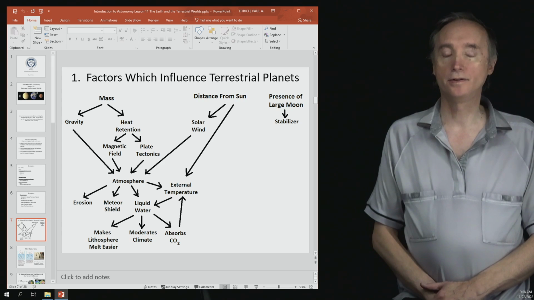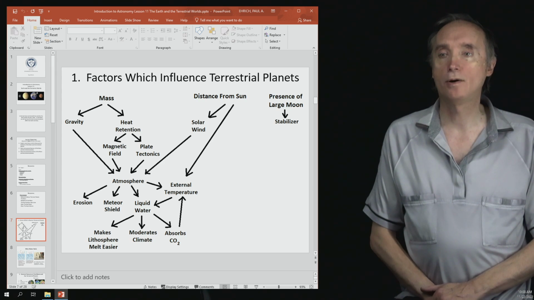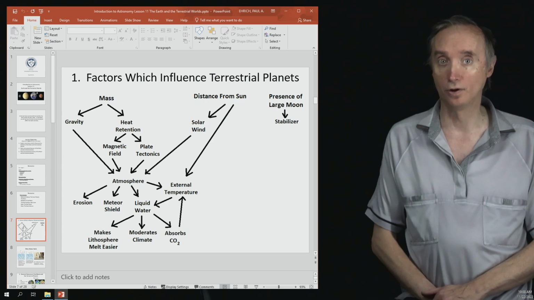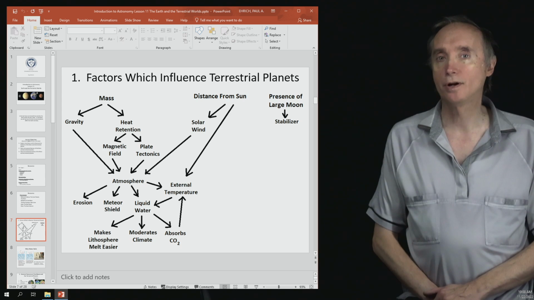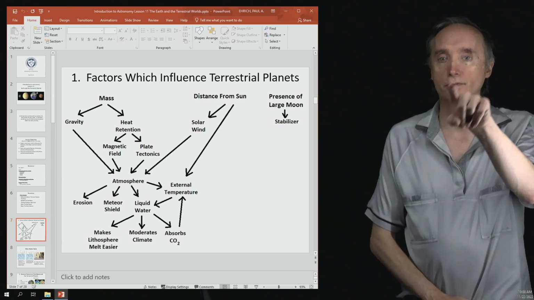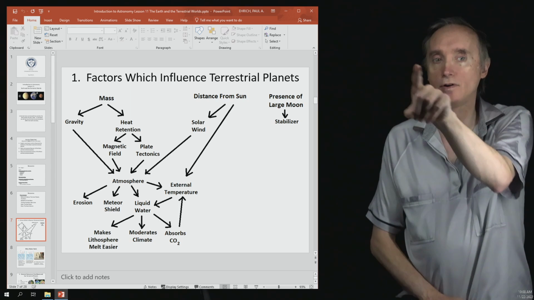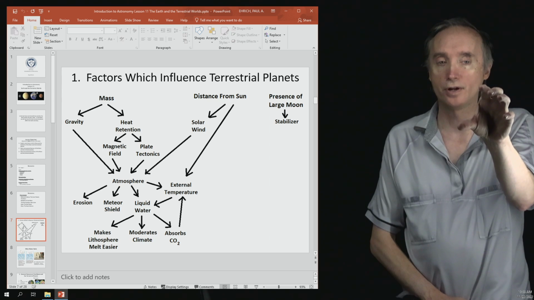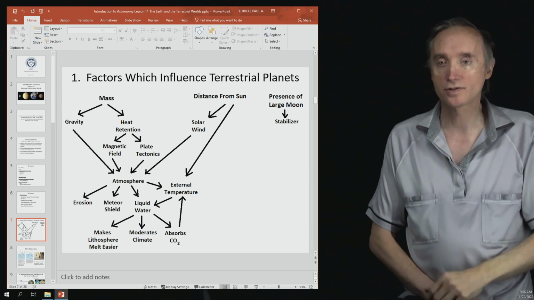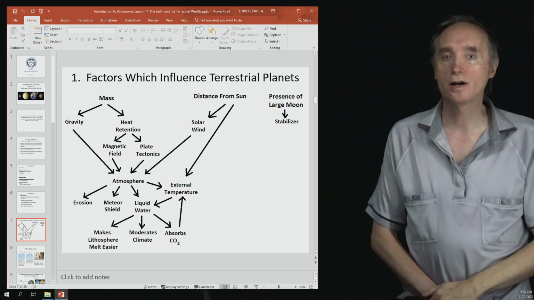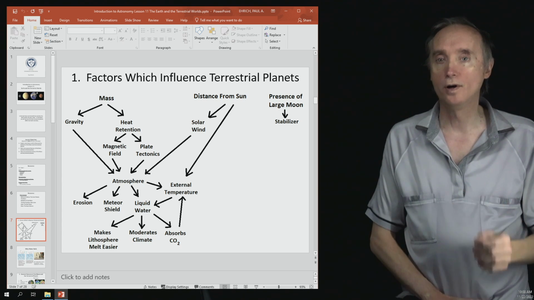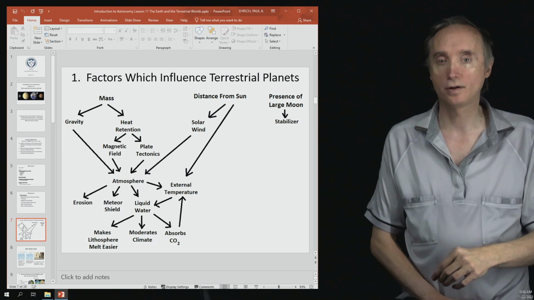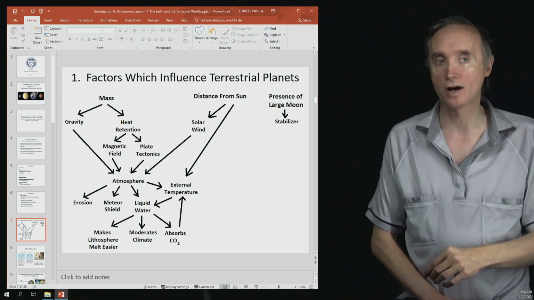Okay, I'm back, and now we want to talk about what the things are that influence how a terrestrial planet is going to eventually look. I want you to think about dominoes. If you have a whole bunch of dominoes set up and one of them falls over, it hits the domino next to it, which hits the domino next to it, and it just continues like that. This picture shows how when one thing changes, it changes another thing, which changes another thing, just like a whole bunch of dominoes.